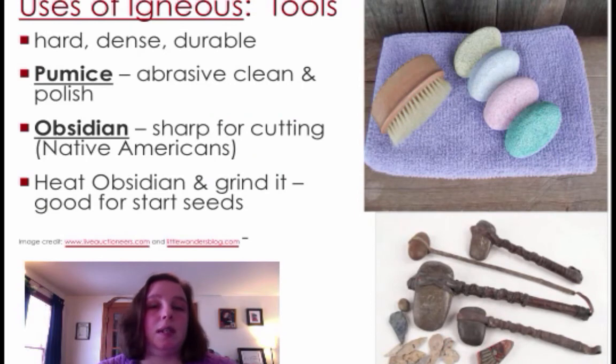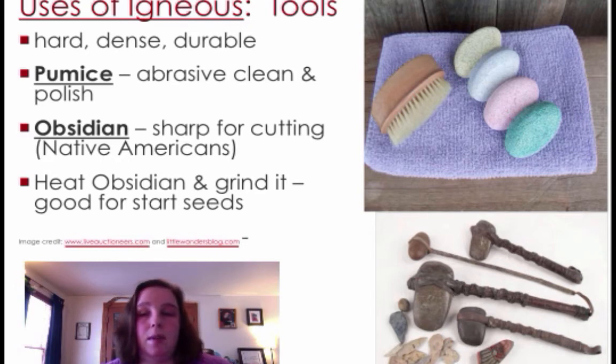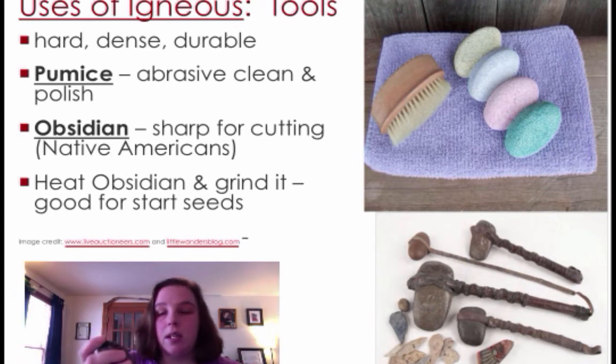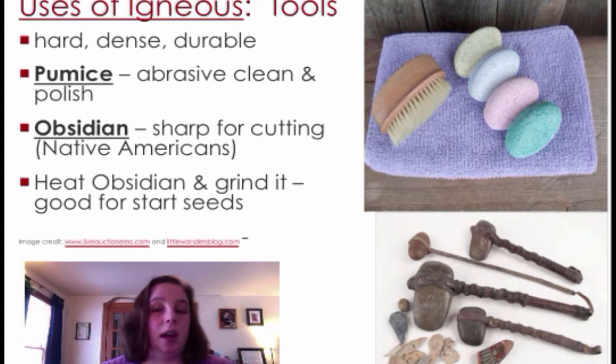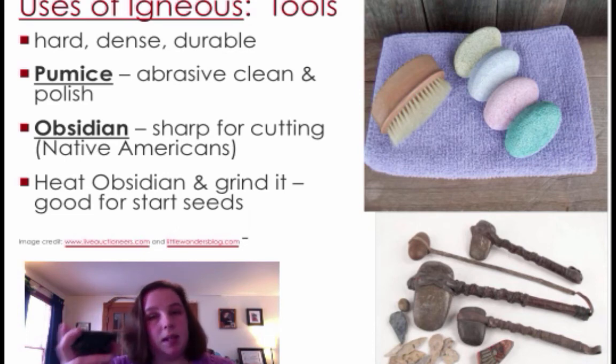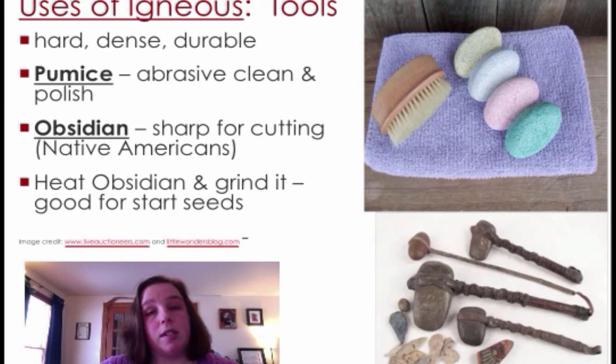Now, where are you going to use these igneous rocks? Well, you're going to use them in tools. We use them in pumice, so ladies or gentlemen, if you've ever scrubbed your feet with that very light, hard stone, that's pumice. Obsidian, this is my favorite one. The Native Americans used it for cutting because you can make it very, very sharp. And if you heat obsidian and grind it, it's actually good for starting seeds. So that might be good for my garden this year to know.